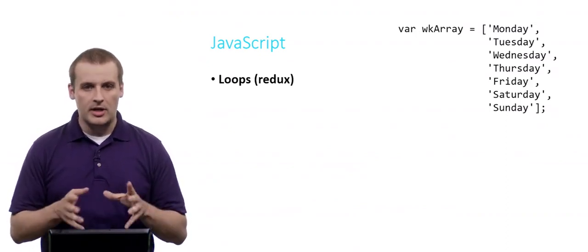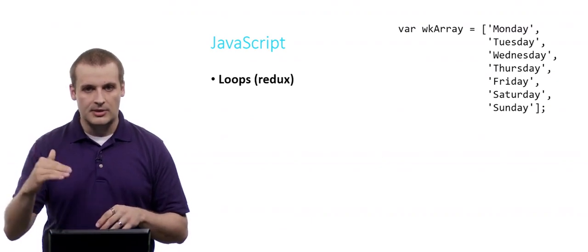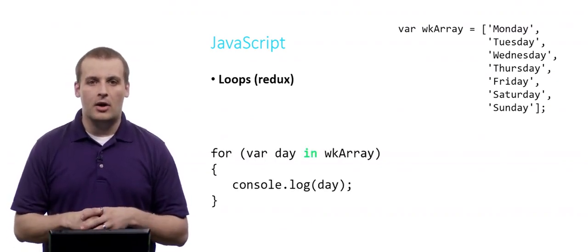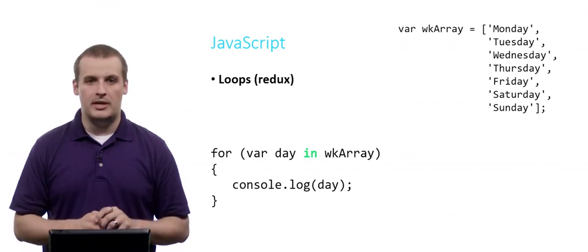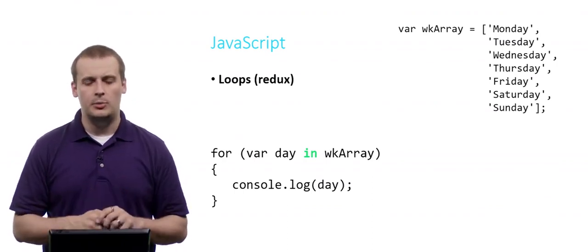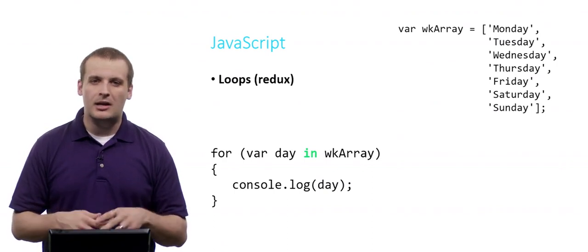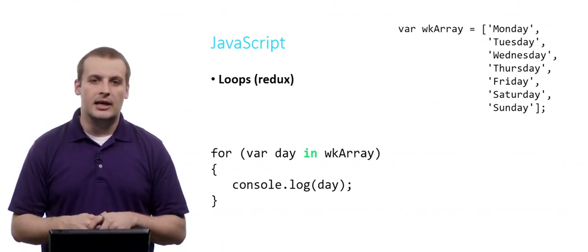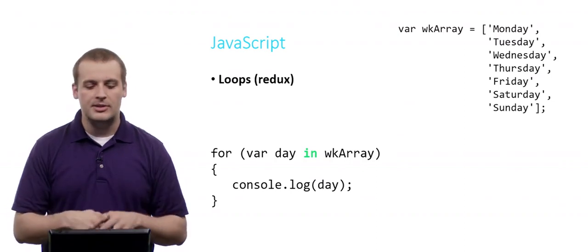Here's an example of an array where we're going to use these two different types of loop. So we have here a week array that has 7 elements in it: Monday, Tuesday, Wednesday, Thursday, Friday, Saturday, Sunday. And I want to use a for var day in week array. So I want to use a for in loop. And I want to console.log. Console.log is sort of the JavaScript equivalent of printf. You can access it using developer tools in most modern browsers.